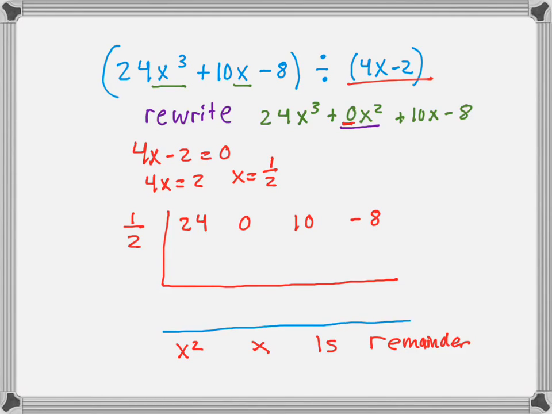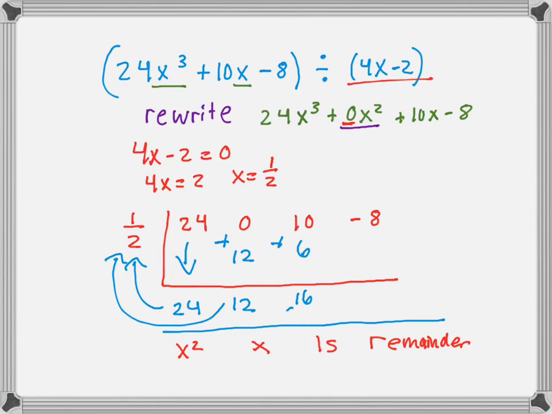Okay, so now let's get started with the synthetic division. So the 24 carries down to become 24. If we multiply that by 1/2, we get 12. We add 12 and 0, we get 12 again. 12 times 1/2 is going to be 6. 10 plus 6 is 16. 16 times 1/2 is 8. And negative 8 plus 8 is 0. So this is good because we get 0 as the remainder.